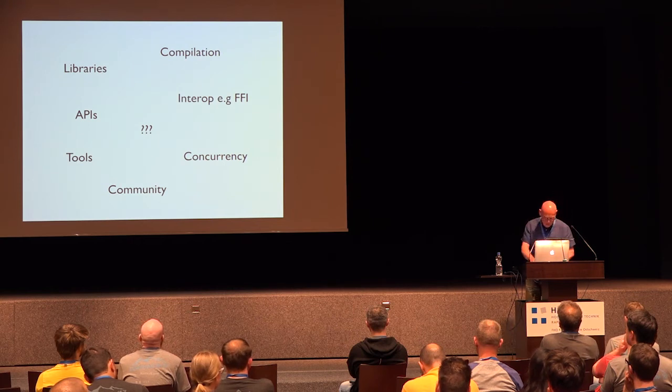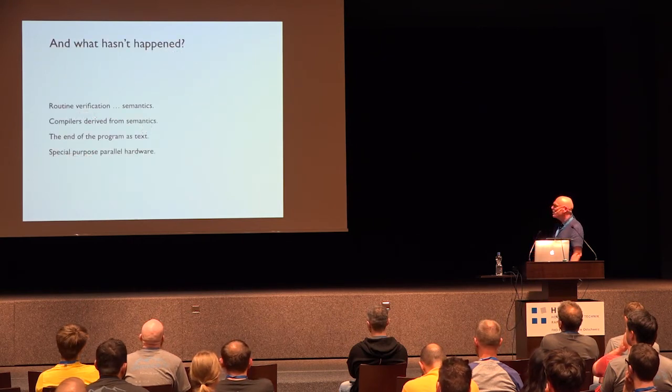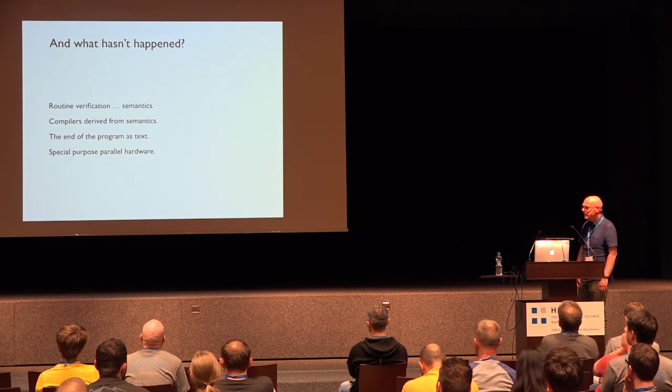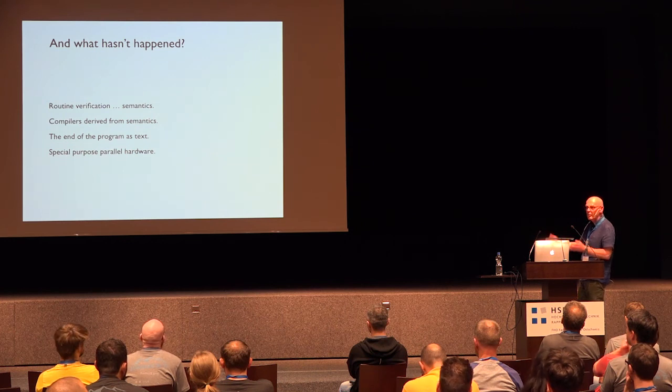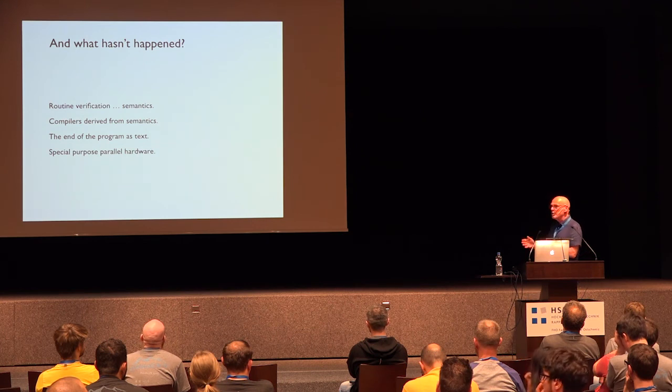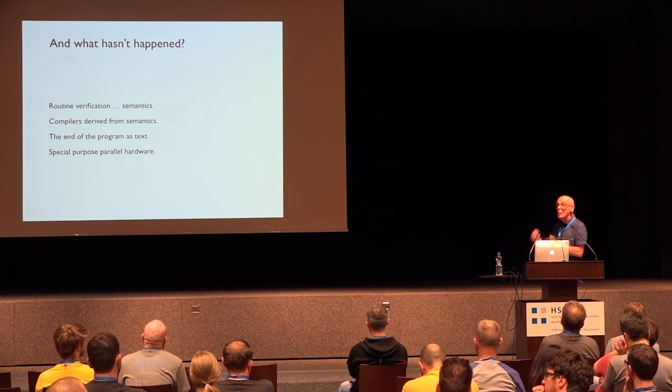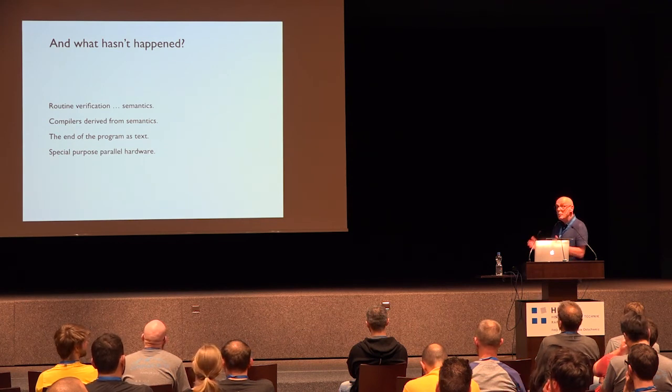Okay, and I'm going to terminate with just a few things that I think we thought were going to happen that haven't. I think we thought routinely, 30 years hence, everybody would be verifying everything. We knew we could write logics for functional languages. Everything would be proved correct, and everything would have a semantics.